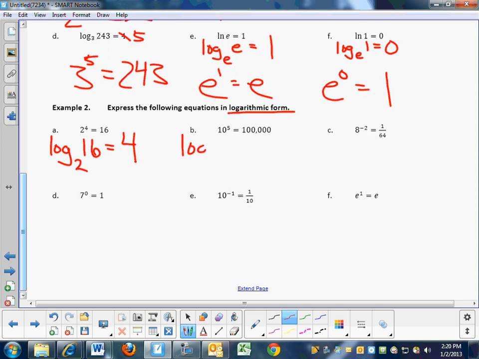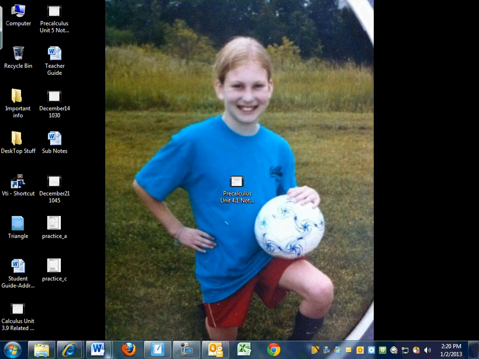The next one, log base 10 of 100,000 is equal to 5. Now here's something that you have to know. When you see natural log, you don't write base e. It's just assumed. And when you see log base 10, you don't have to write the base 10. It's just assumed. So we could just write log of 100,000 is equal to 5. Just to show you what I mean.